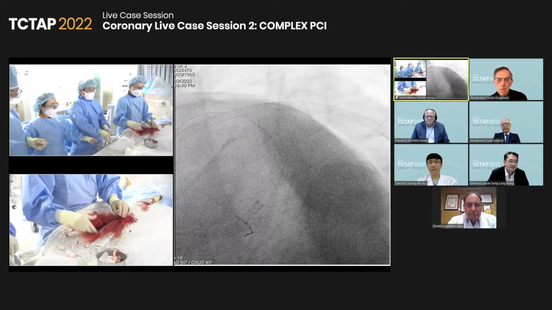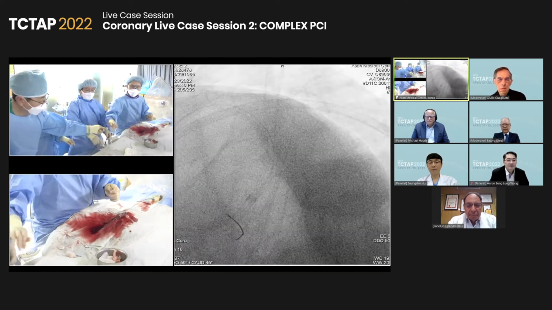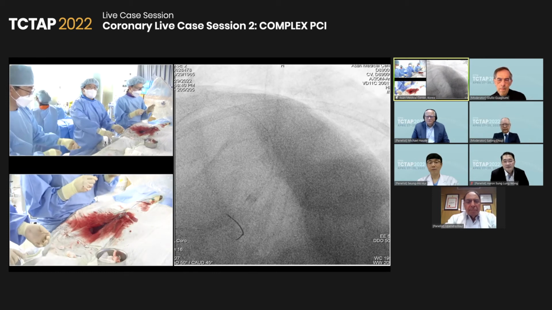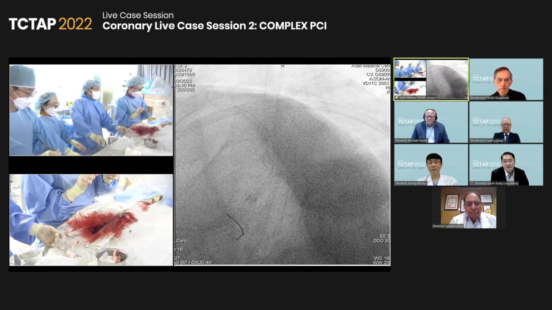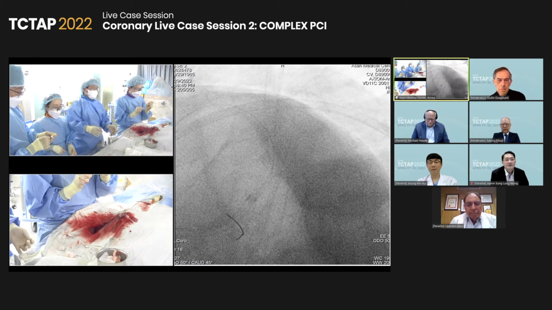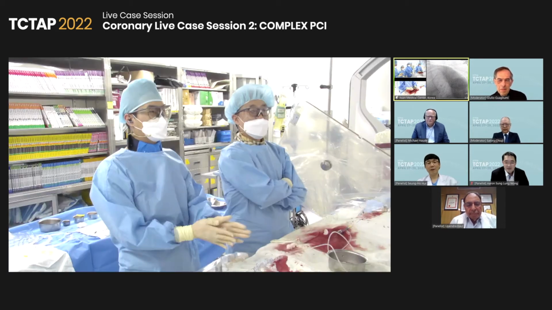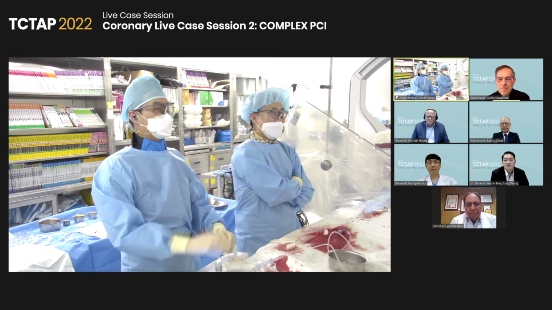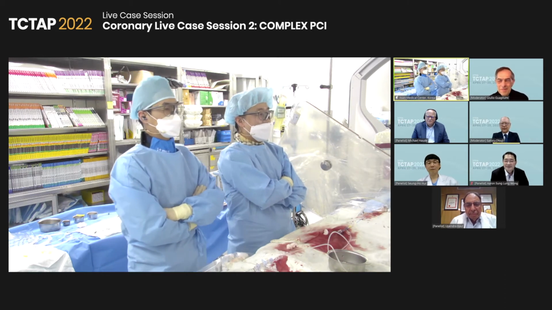We are doing our procedure. Dr. Park in room number 2 already finished his procedure, so you can go to the other room, and then we'll come back here. Okay, good. And Julio, we have finished our procedure.